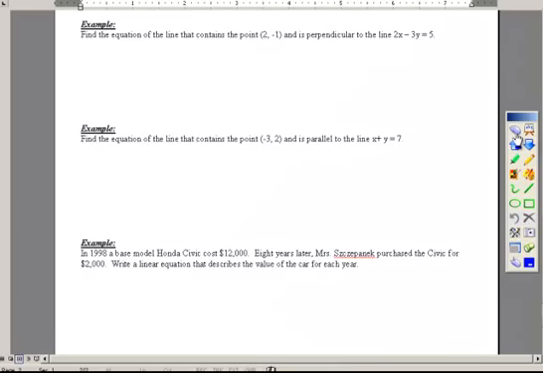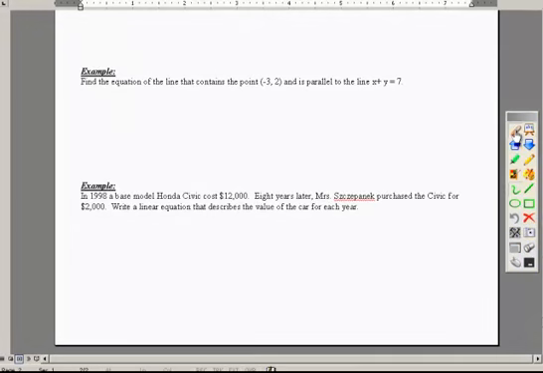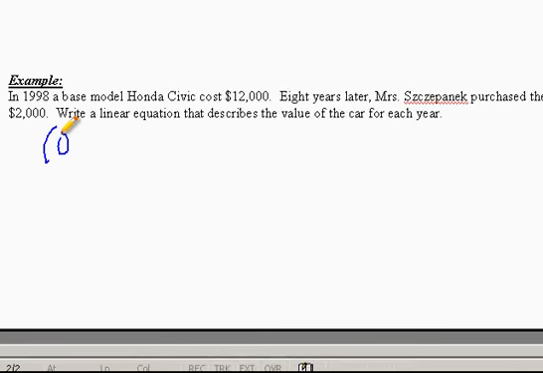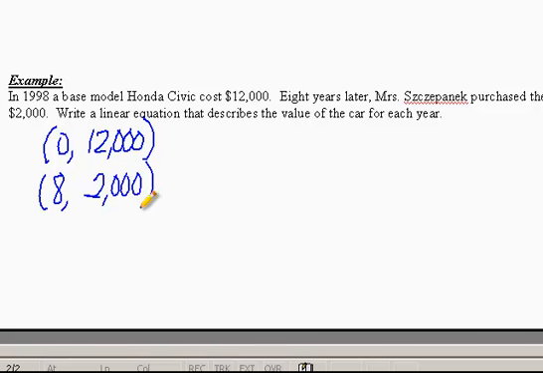If you take a look though, we talk about a car. A 1998 base model Honda Civic cost $12,000. 8 years later, I decided to purchase a Civic for $2,000. What's an equation that could describe the value of the car each year? What they've actually given you is 2 points. At time 0, or basically the start of this question, my Honda Civic cost $12,000. At time 8, or 8 years later, my Honda Civic cost $2,000.